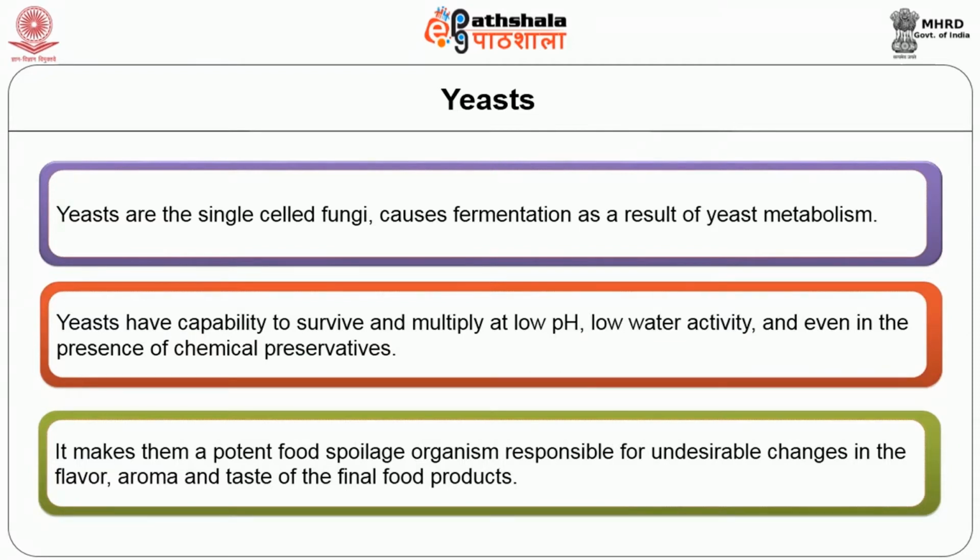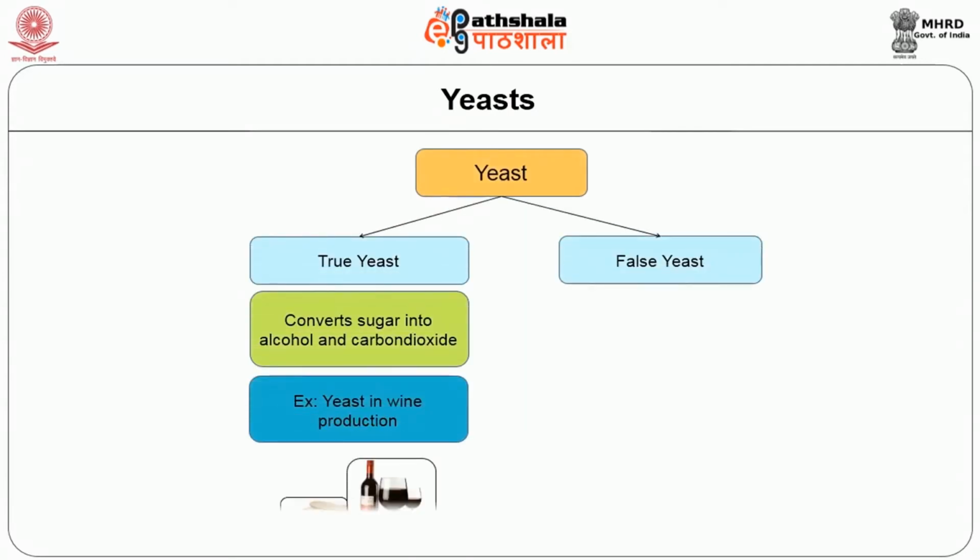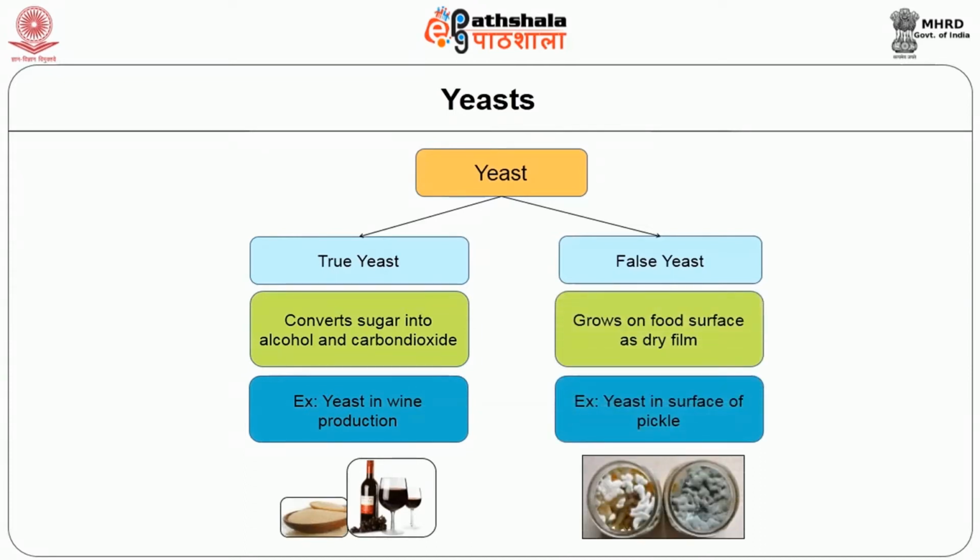of final food products. True yeast involves a fermentation process where it metabolizes sugar and produces alcohol and carbon dioxide. False yeast grows on food surface as a dry film, for example, on the surface of pickles. False yeast occurs in food having a high sugar or high acid environment.